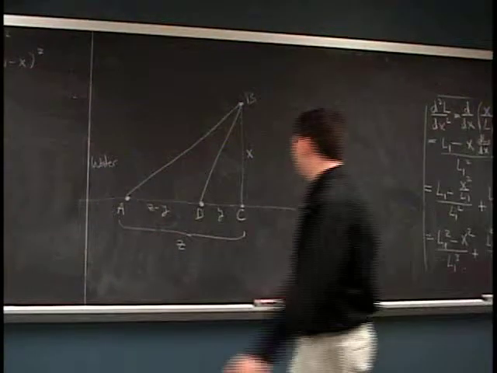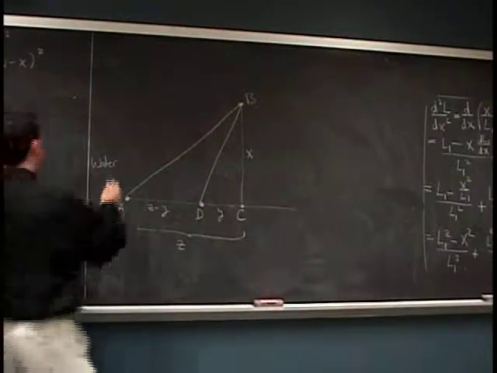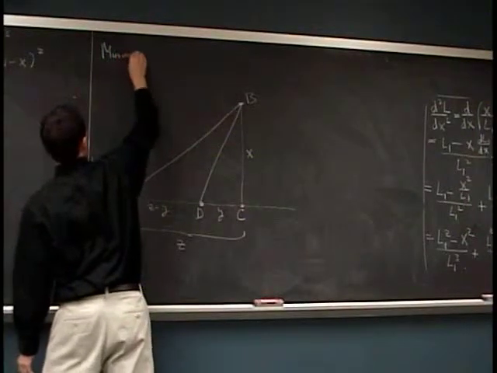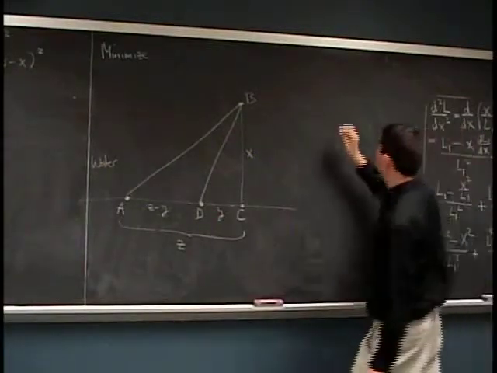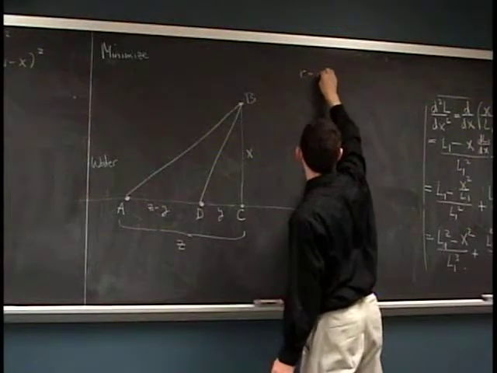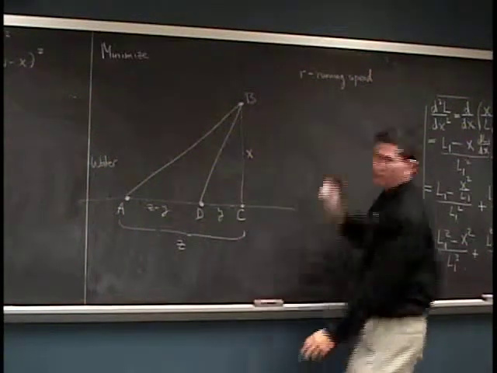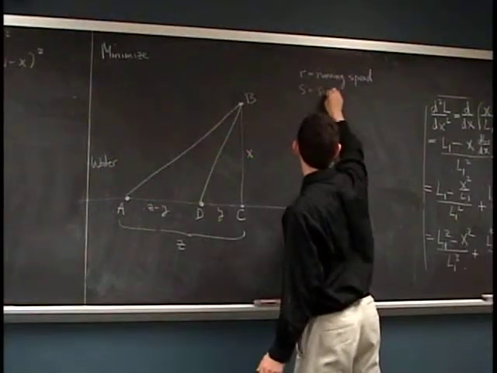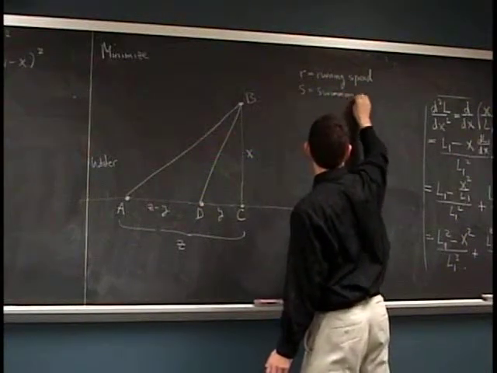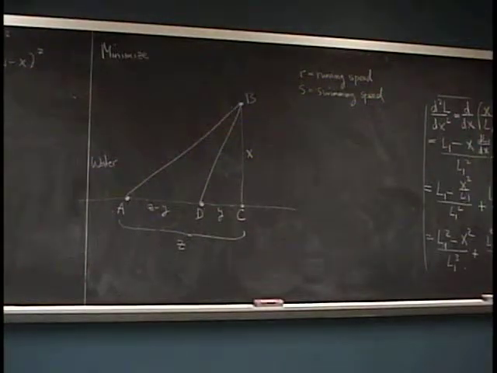Now let's see what we want to do. We want to minimize time. Okay, so we're going to need something else in here. So let's say that R is equal to the dog speed. Okay, and we assume the dog always runs at a constant speed. And S will be the swimming speed.